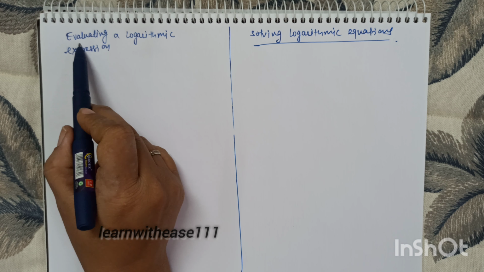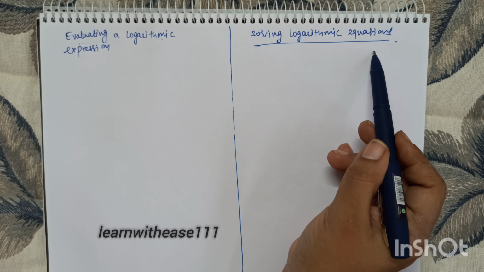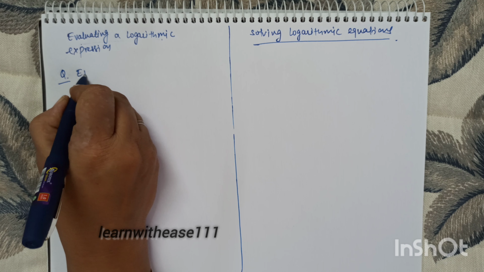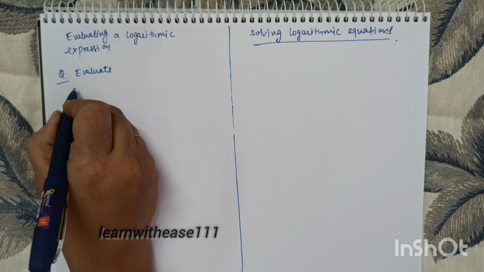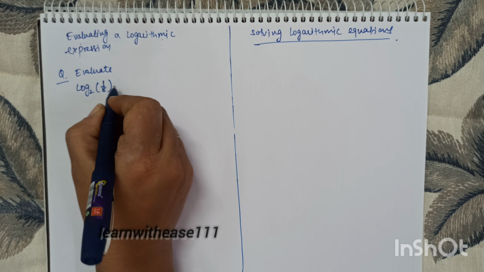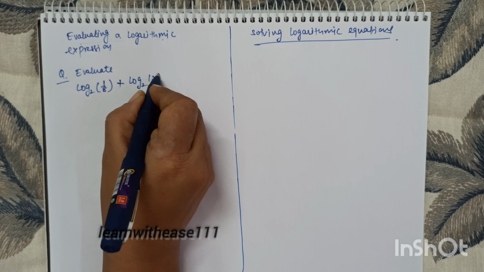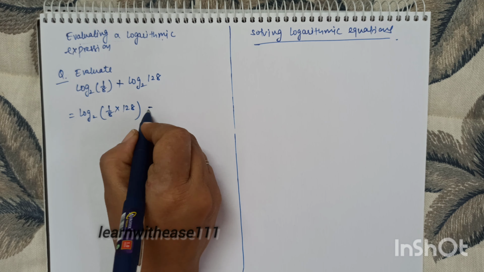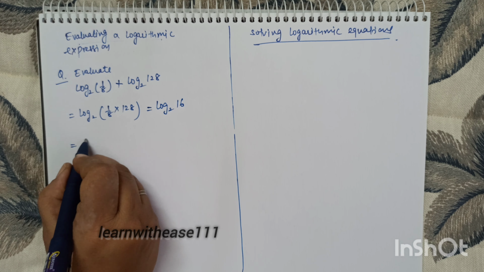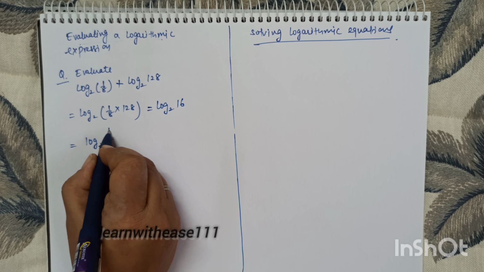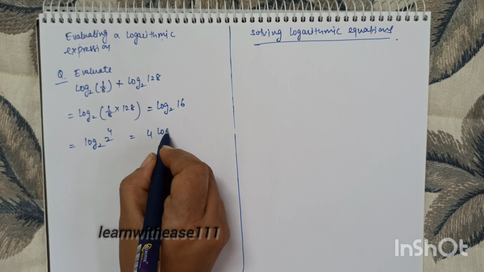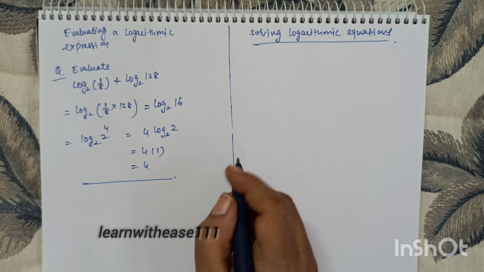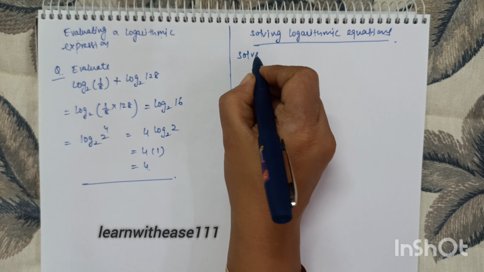The next is applications. Two applications are there. One is evaluating a log expression and another is solving a log equation. The first one is, suppose, evaluating log of 1 by 8 base 2 plus log of 128 base 2. So we are applying the product rule here. 1 by 8 into 128 will give us 16. 16 we can write as 2 to the power 4. Applying the power rule, 4 into 1, 4 is the answer.